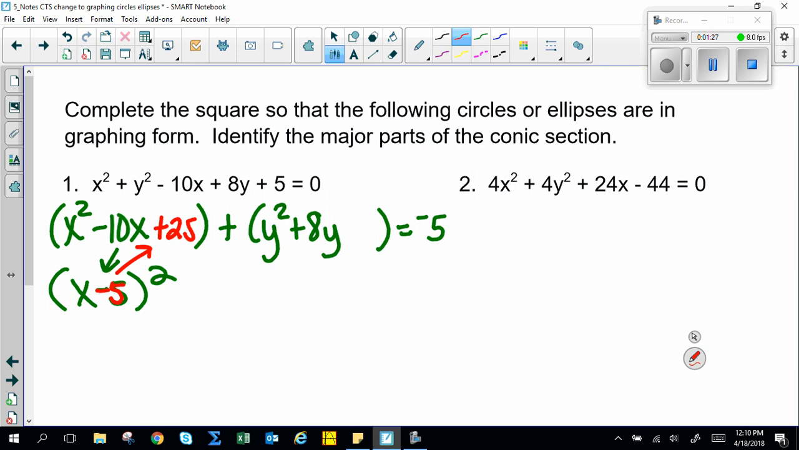Looking up here on this first line, I just added a 25 that I didn't have before. Everything in green was original. The red is new. Well, to keep my equation balanced, since I added 25 to the left-hand side, I'm going to add 25 to the right-hand side. There we go, because I'm keeping my equation balanced. Whatever I do to the left-hand side, I do to the right-hand side, and vice versa.